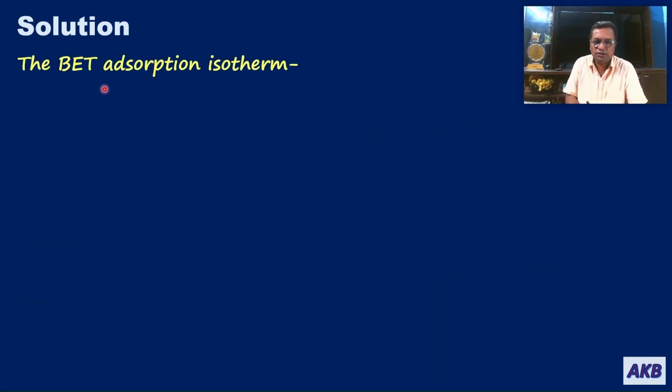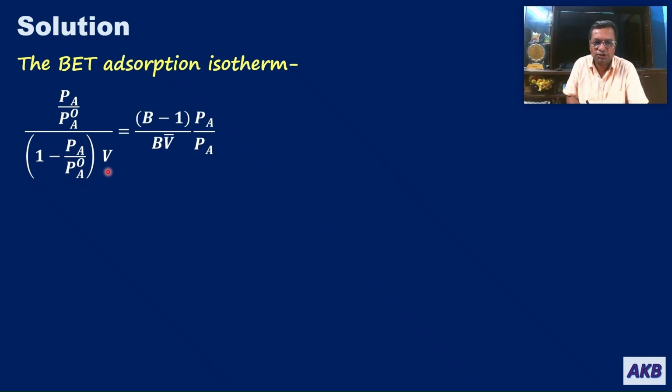The BET adsorption isotherm: I have derived the equation for this isotherm in one of my previous videos. I am giving a link to the entire playlist of my videos on adsorption. So the equation is Pa upon Pa naught divided by 1 minus Pa upon Pa naught into V is equal to B minus 1 upon B into V bar into Pa upon Pa naught plus 1 upon B into V bar. So in this case, Pa is the partial pressure of A.